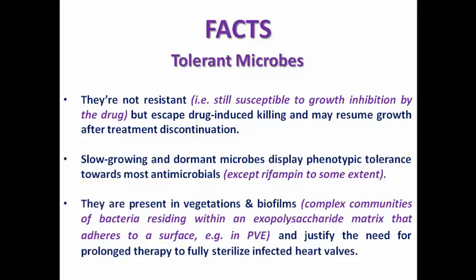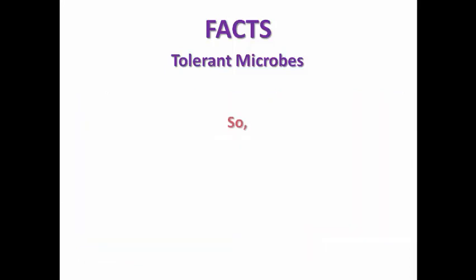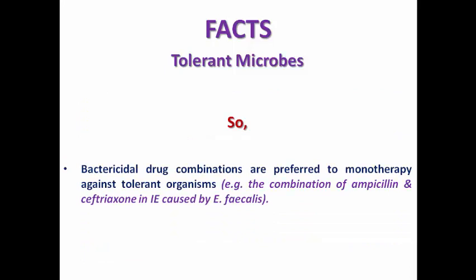They are usually present in the vegetation and especially in the biofilms present around the prosthetic valve in case of prosthetic valve endocarditis. That's why this justifies the need for prolonged antibiotic therapy for full sterilization of the infected heart valves. That's why these organisms need bactericidal antibiotics and also drug combination, for example combining ampicillin and ceftriaxone for Enterococcus faecalis, for example. And of course in many cases they need adding rifampicin.